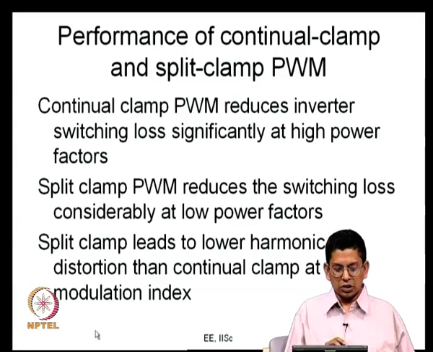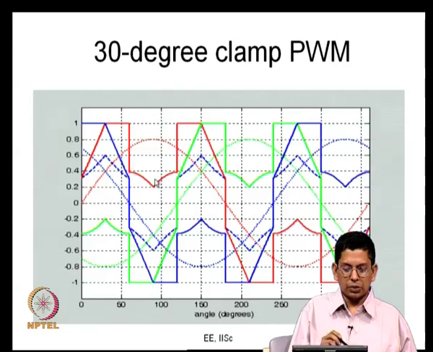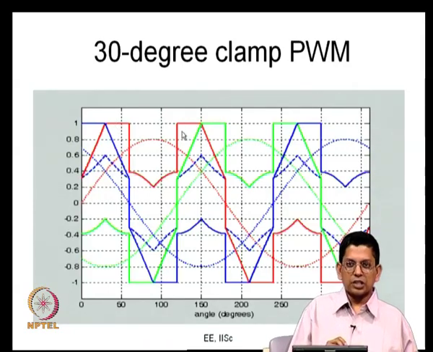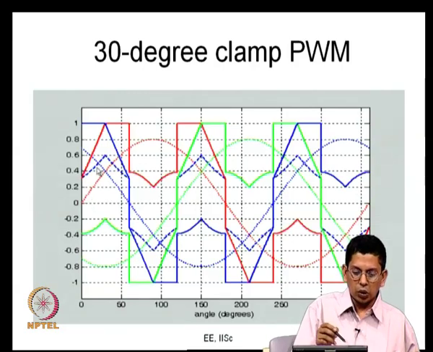So, what happens in split clamp PWM? Let us go to the 30 degree clamp. Here, R phase is clamped here and again R phase is clamped there. Let us say you consider 0 power factor load. So, the load voltage is 0. In case of 0 power factor load, the current is going to be at its peak. So, from the peak, let us say it is falling down to 0 like this.